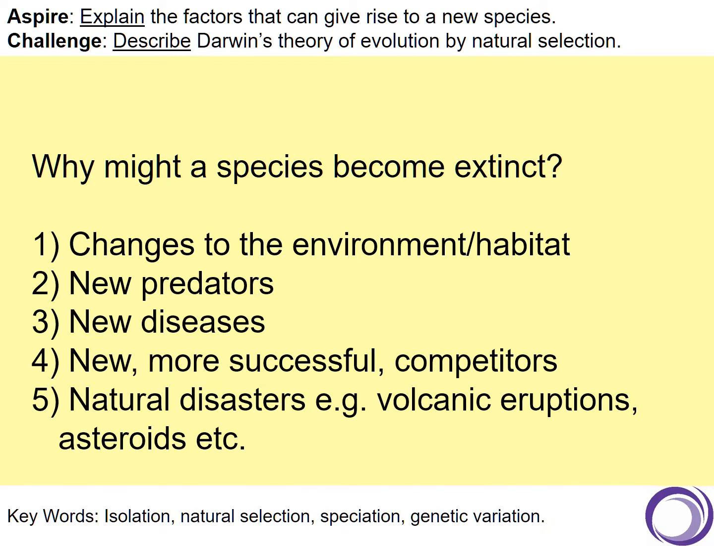New predators could wipe out unsuspecting prey animals very quickly. If the prey animals don't have adaptations to avoid them, new predators may have evolved, or an existing species might simply move into new territory. Sometimes this can be due to human interventions.